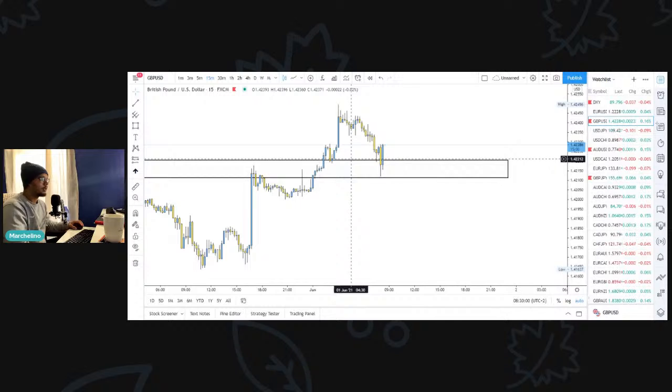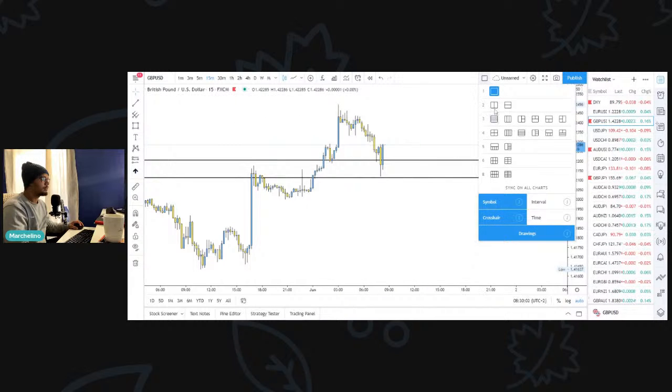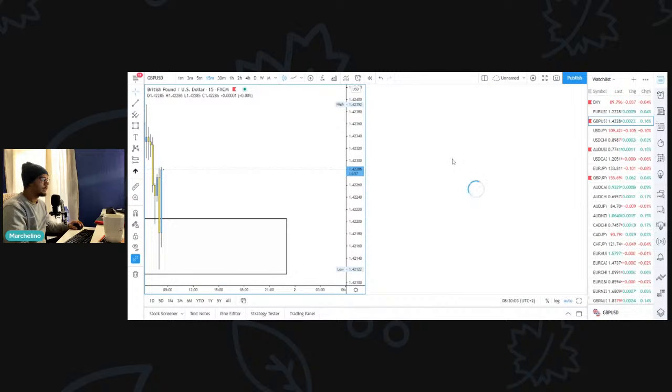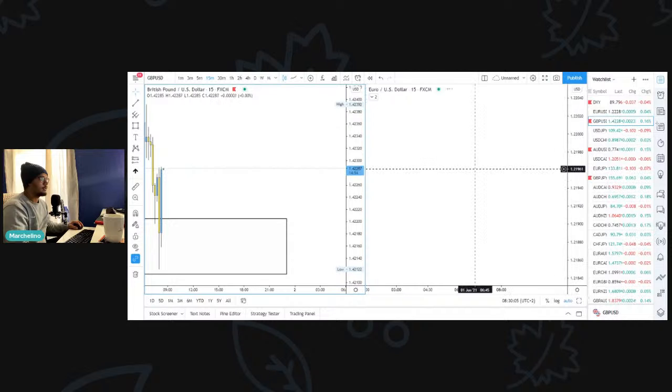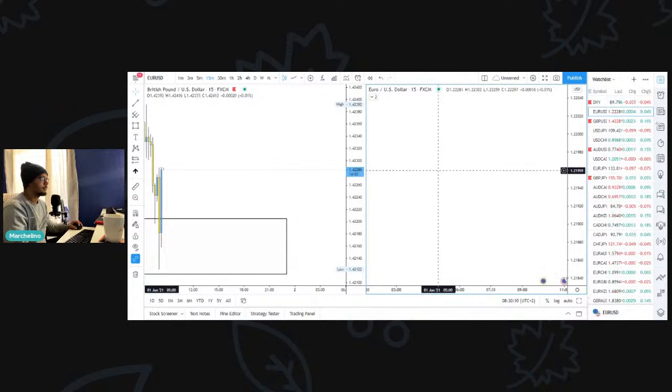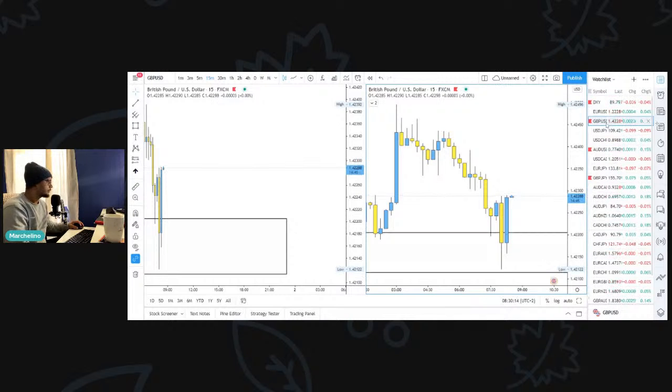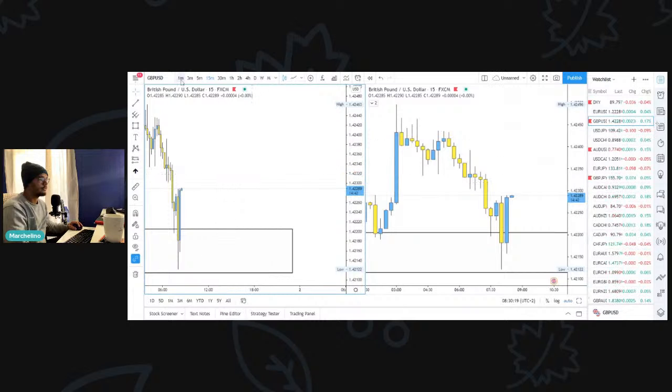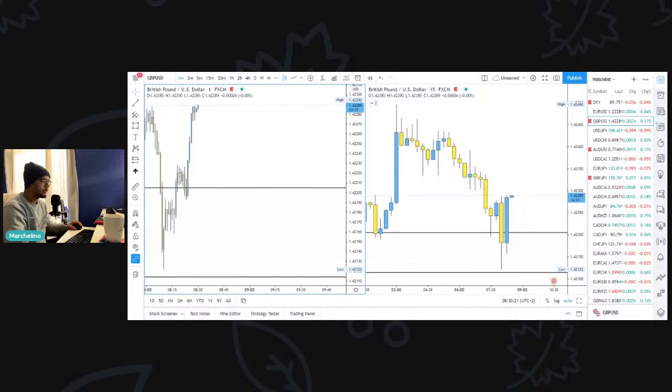There we go. Now you know what we do. Let's split the screens. Why is this not pound? Oh, there we go. Drop this down to the 1M time frame. Hopefully the drawings are synced today.